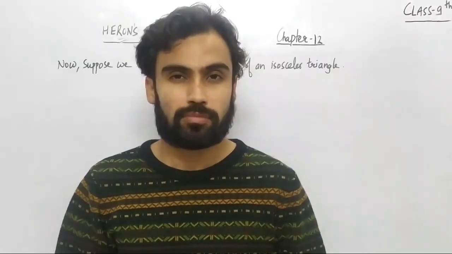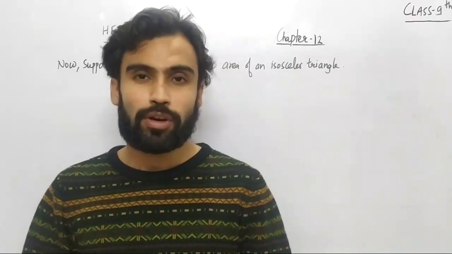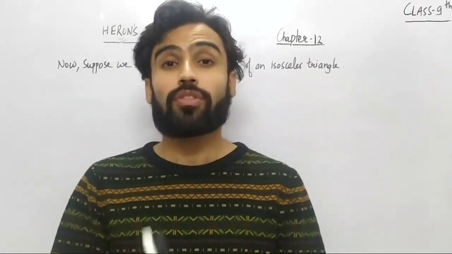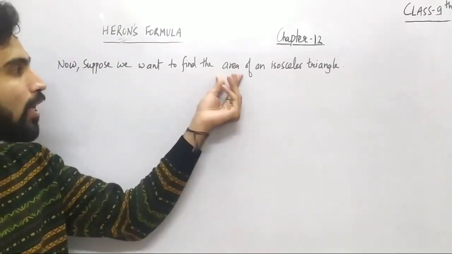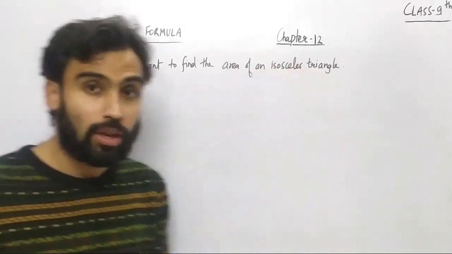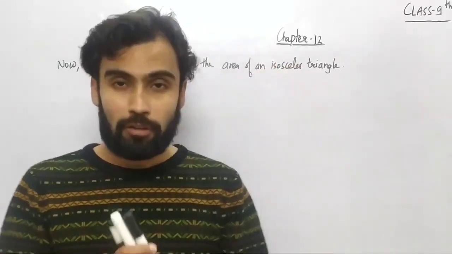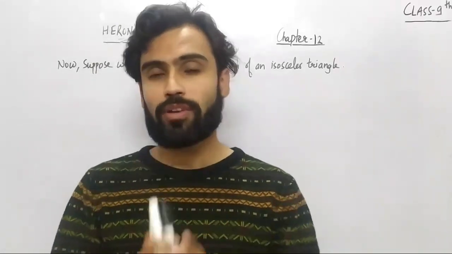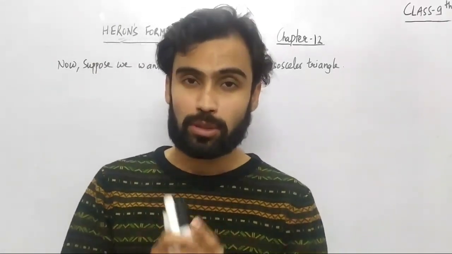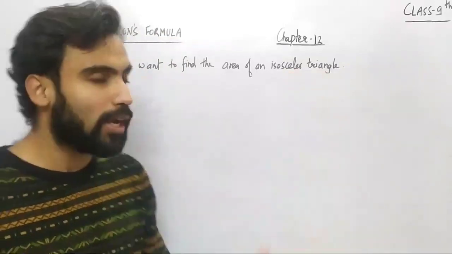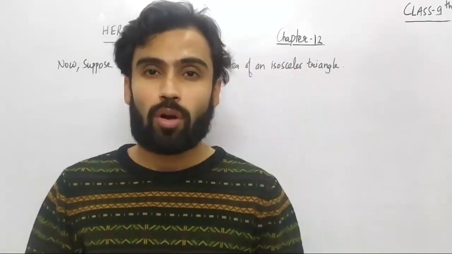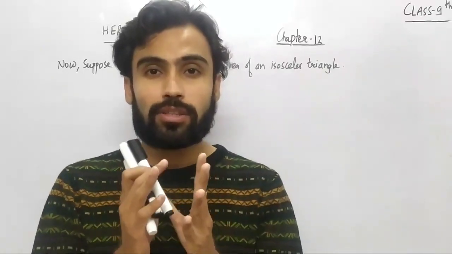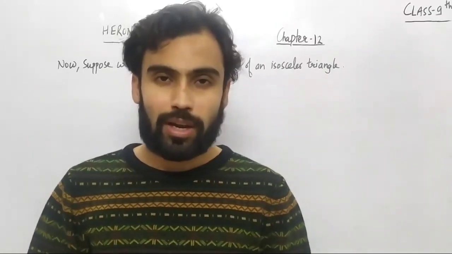So students, let us move further and talk about now the isosceles triangle, right? So suppose we want to find out the area of an isosceles triangle with again the formula half into base into height. So how we will find out the area of an isosceles triangle, right? Now we know that an isosceles triangle is a triangle which is having two sides of equal length and the other third one is unequal length, right?